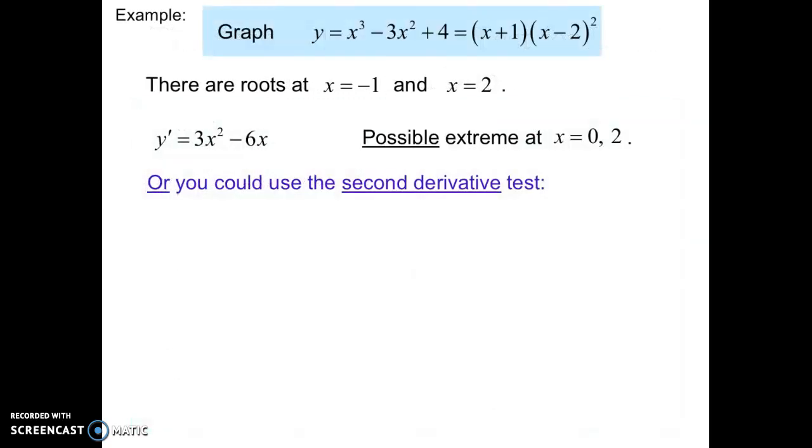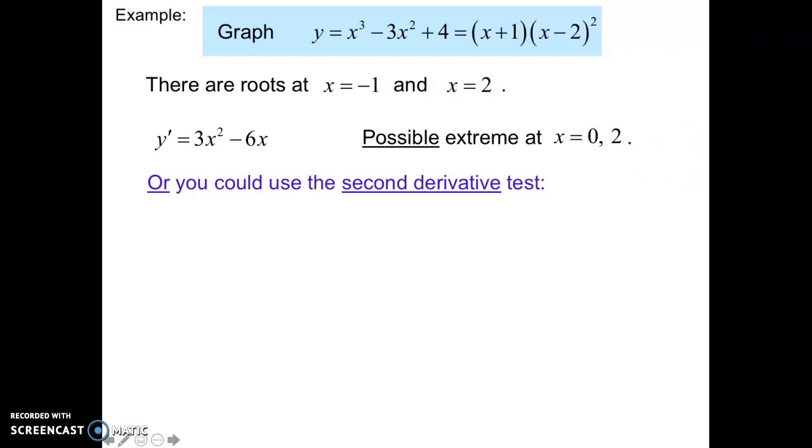Let's go back to the example we are looking at and show you we already knew what the answers were. We found those answers using the first derivative test, but I'm going to use the same equation, but now use the second derivative test. So the procedure for the second derivative test is, first I find the critical points. So I find where the first derivative is equal to 0. Well, I already did that from the last example. Those were at x equals 0 and x equals 2.